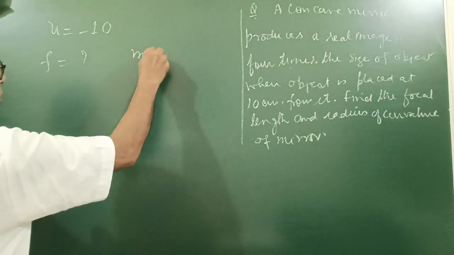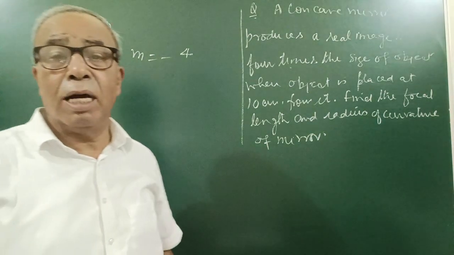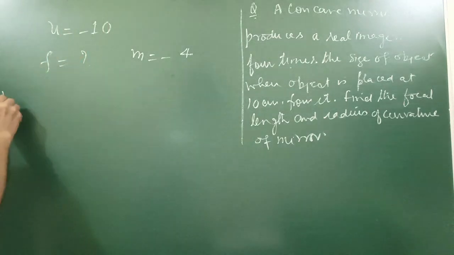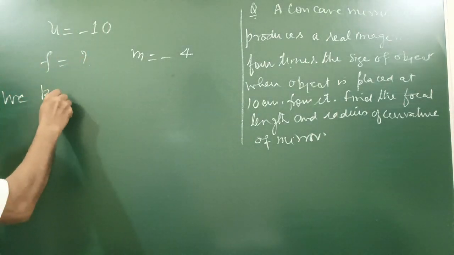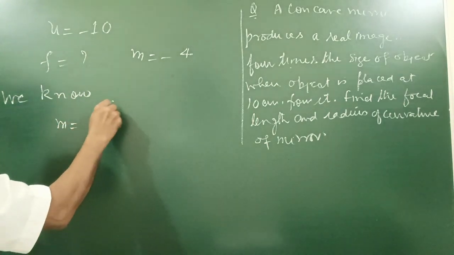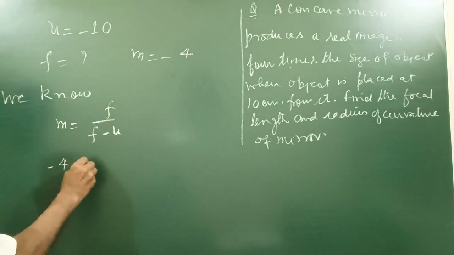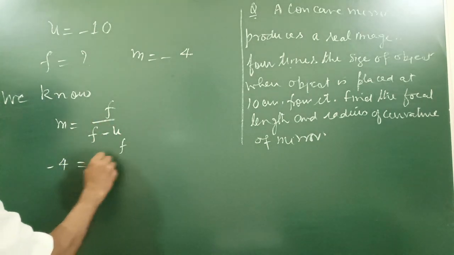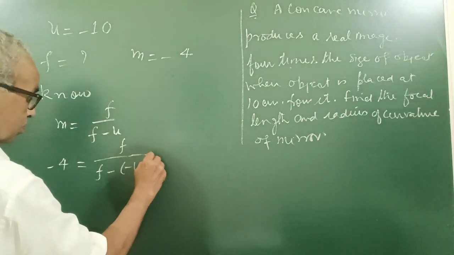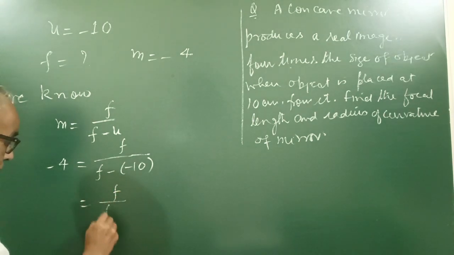You are given m equal to minus 4. Minus 4 means a real image, which is always inverted. We use the magnification formula: m = f/(f - u). So minus 4 is equal to f upon f minus (minus 10), or it is f upon f plus 10.